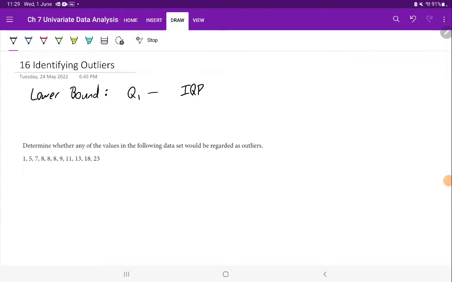But doing that's not good enough. We want it to be a little bit bigger. So we go 1.5 times the interquartile range. And for our upper bound, we basically do the same thing except for the quartile 3. So we take the third quartile and we add 1.5 times the interquartile range.